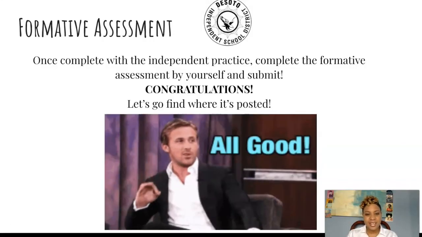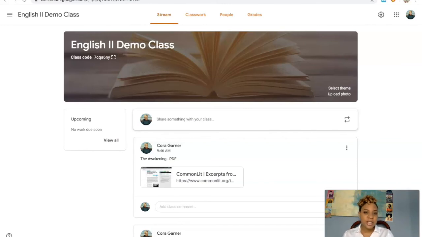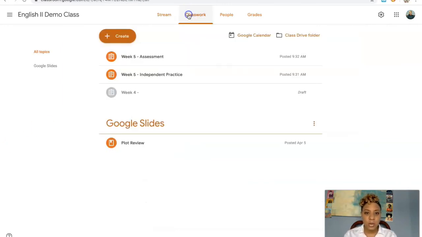And we're back. Congratulations on completing the independent practice. Now it's time for the last step, which is the formative assessment. You're going to complete this task by yourself and submit. Let me show you where it's posted. From the Google Classroom page, you're going to select Classwork. When you select Classwork, this time you're going to select Week 5 Assessment. When you select this, you're going to receive the assessment questions. You're going to submit by the deadline, and then you're finished.